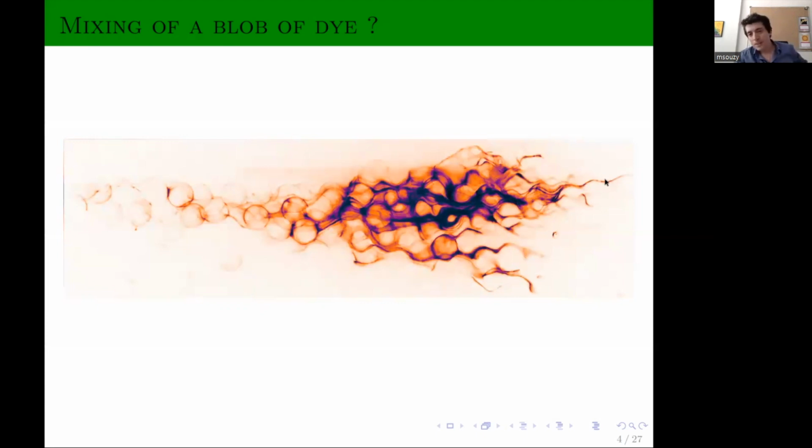Well, anyway, some areas are very strongly elongated, and then you see that the concentration level locally decayed, and some are less elongated, and you see that you still have a high level of concentration. So locally, mixing has not occurred yet.